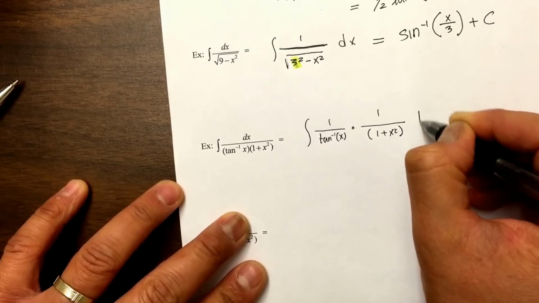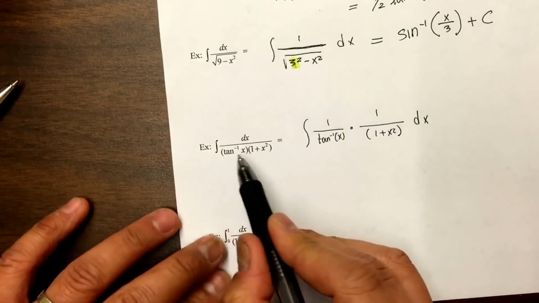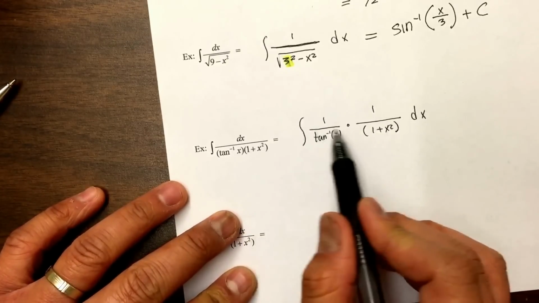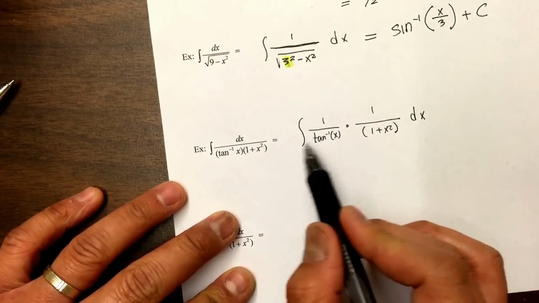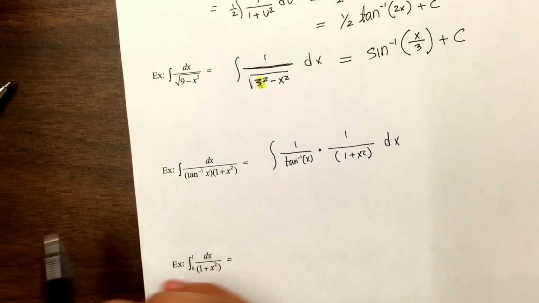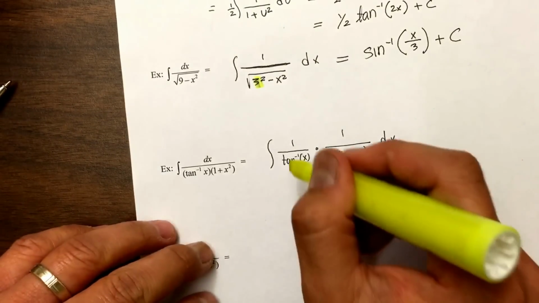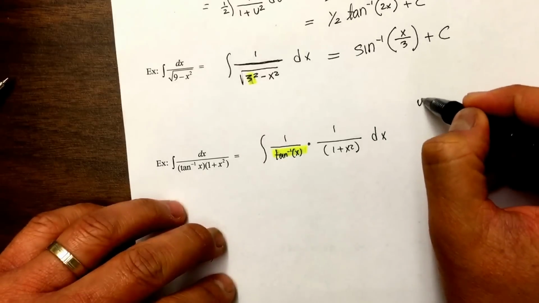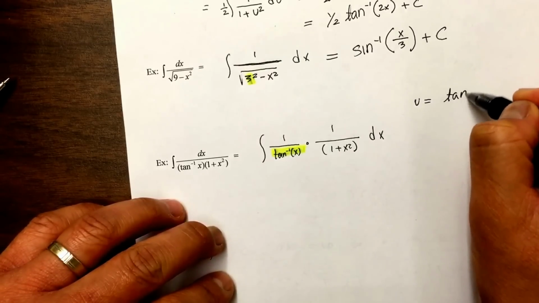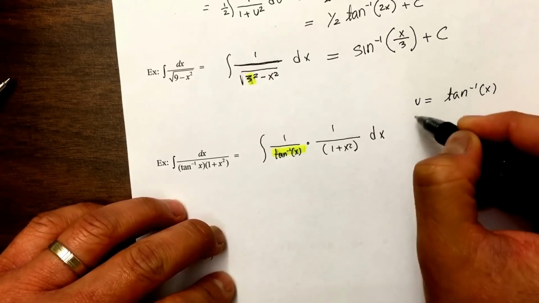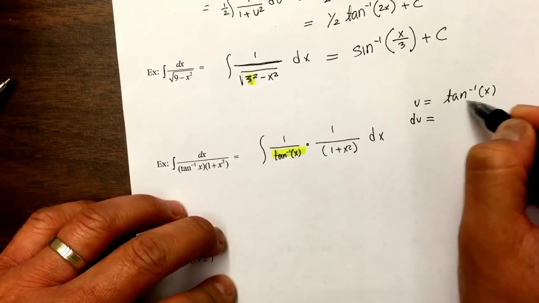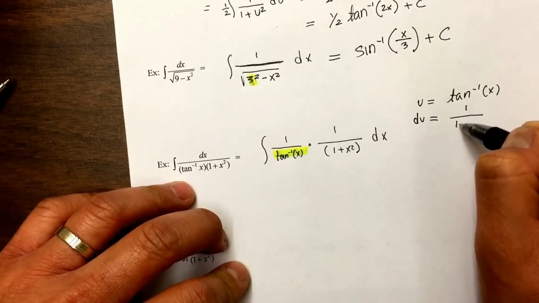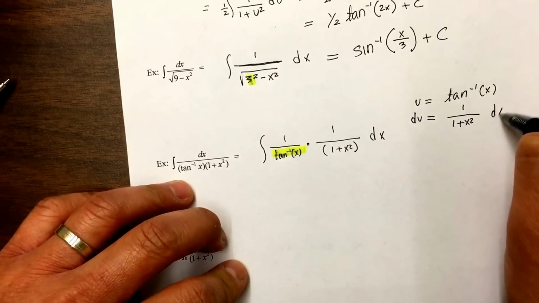Okay, so if I wrote it like this, it will be more helpful because these two integrals are the same thing. I just wrote it a bit differently. Okay, so here's what u is, guys. This is u. I'm going to let u equal tangent inverse of x. Now from now on, you need to know how to find the derivative of tangent inverse. Its derivative is 1 over 1 plus x squared dx.